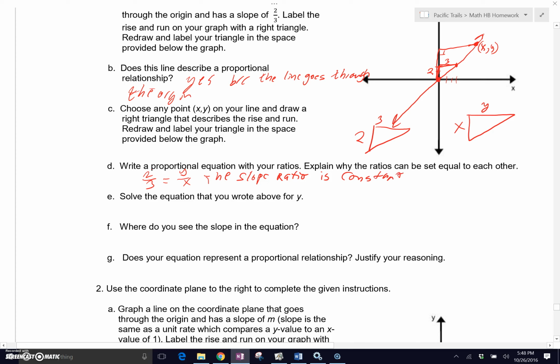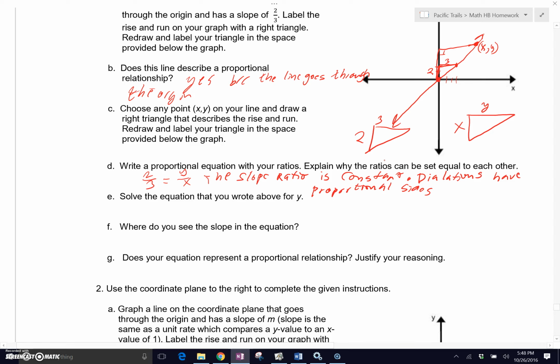And what I mean by that is 2 over 3 is equal to 4 over 6, which is equal to 6 over 9, which is equal to 8 over 12, so on and so forth. Slope ratio is always constant. And the triangles drawn are dilations of each other, and dilations have proportional sides. And if you remember, that's just us making things bigger and smaller. Dilations have proportional sides.